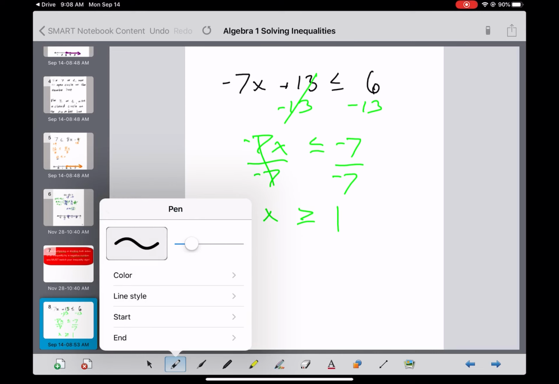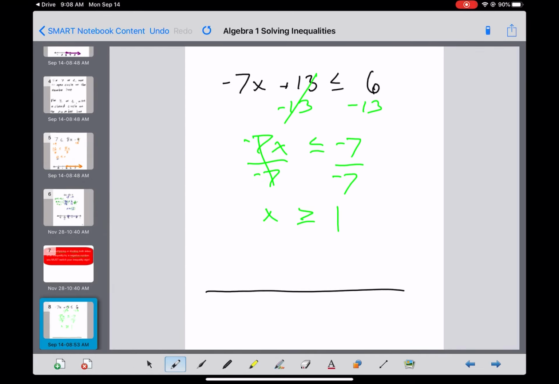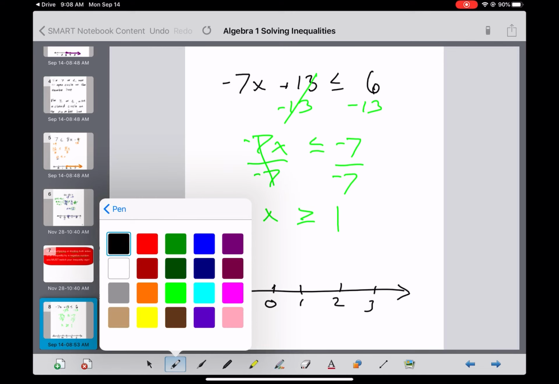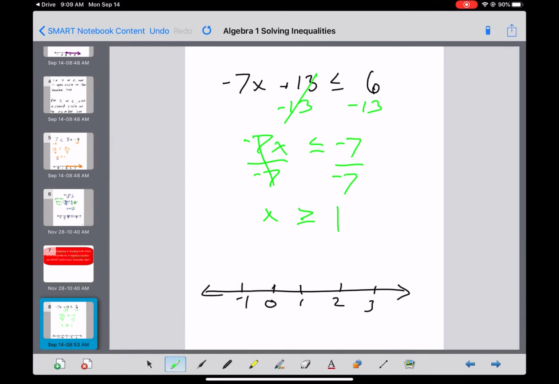So then on our number line, we would put 1 right in the middle, 2, 3 over here, 0, negative 1 over there. And our solution, it's a greater than or equal to, so it's a filled in circle at 1. And values greater than 1 are to the right. So our shading would go to the right here.